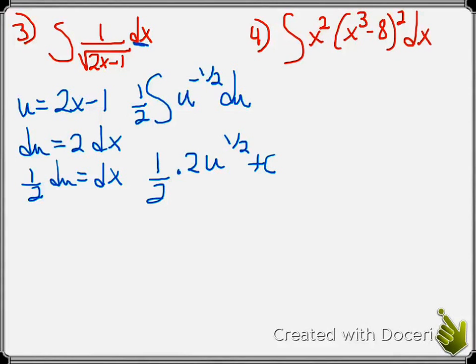Final step is to simplify and undo your substitution. This will give me 1. I'm going to put 2x minus 1 back in. Instead of to the 1/2, I'm going to write it as a square root, and then remember my plus c.